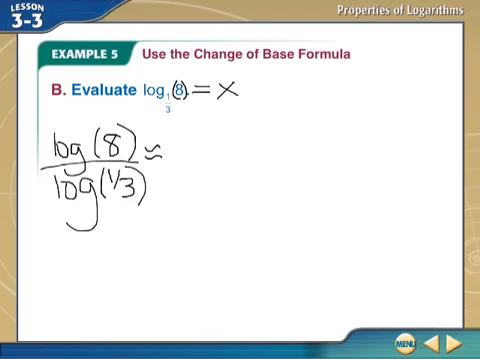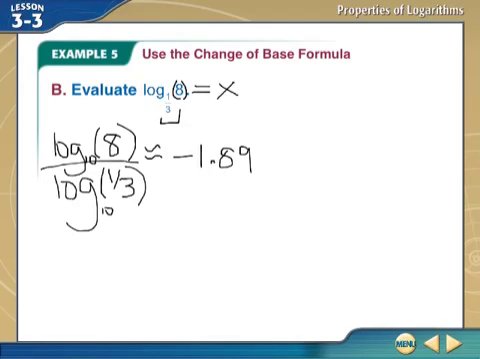What I can get here is I have changed the base on our logarithm from 1/3 to now we're in base 10. And our calculator can calculate logarithms in base 10. So I'm going to type in my calculator log of 8 divided by log of 1/3. And I'm going to get approximately negative 1.89.